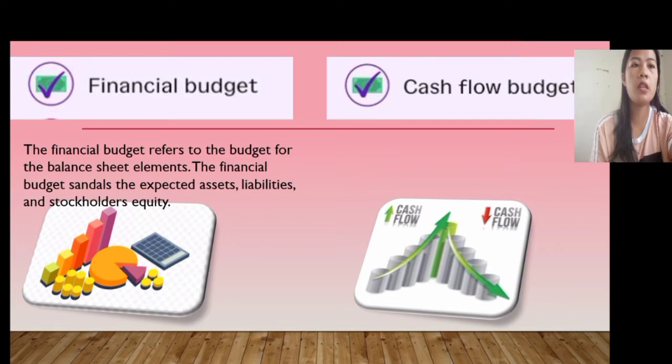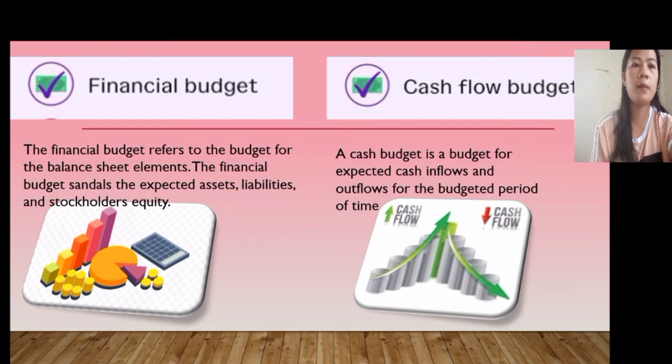Next is the cash flow budget. So cash flow is a budget for expected cash inflows and outflows for the budgeted period of time. So it is the budget of how much money you need to allocate in your inflows and outflows.